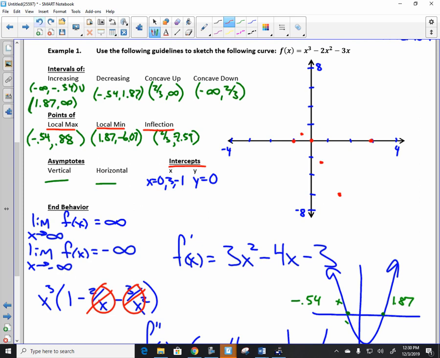And if you just follow the directions that you're given, we start by increasing, then decreasing, then increasing. So 1, 2, 3. So I go increasing, decreasing, increasing. I start by going concave down, and I end by going concave up. So increasing, decreasing, concave down, now concave up, and increasing, and there's my graph.